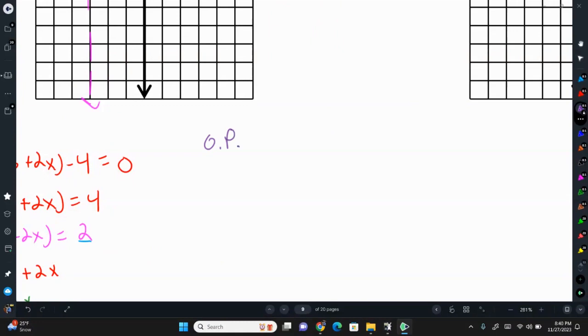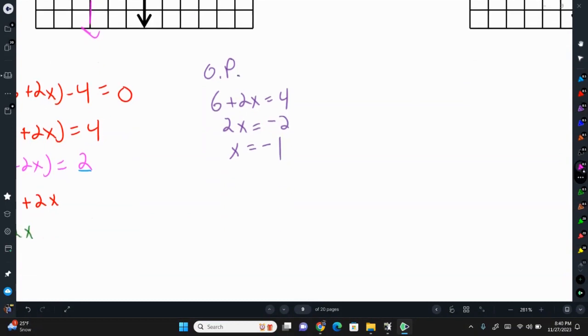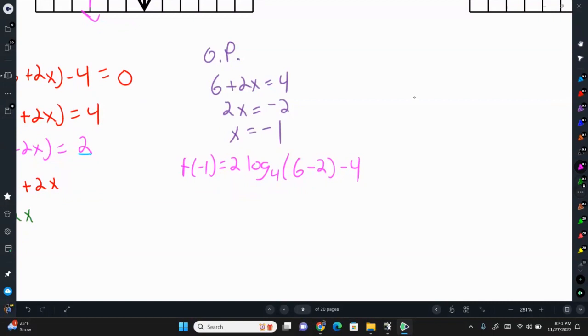So for the other point, we have 6 plus 2x equals 4. 2x is equal to -2, which means x is equal to -1. So then f of -1 is going to equal 2 times log base 4 of 6 plus 2 times -1, which is -2, minus 4. Now the whole point of setting the inside of the log equal to 4 is so that we can use our properties of logs to simplify this.